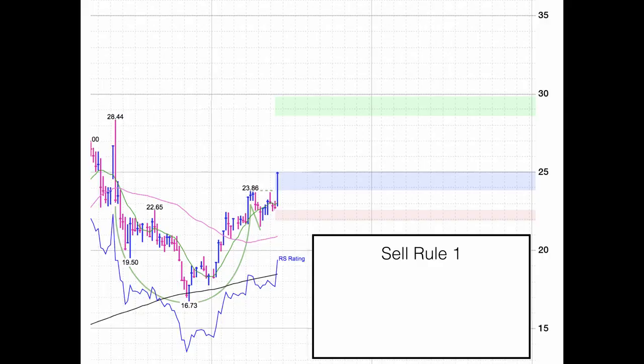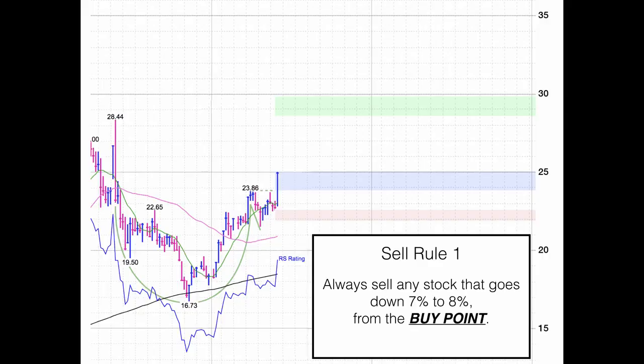Okay, sell rule number 1. Always sell any stock that goes down 7 to 8% from the buy point. And you'll notice that I've highlighted that buy point. Most of the targets that you're going to see in the rules are based on the pattern. This particular rule is not based on the pattern. It's based on your buy point.